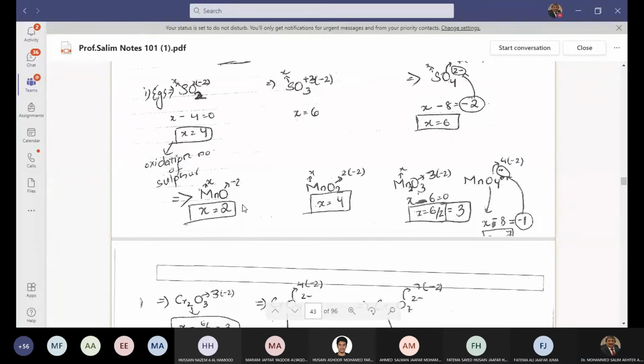MnO, MnO2, Mn2O3, MnO4 minus 1, and I want the oxidation number for manganese. Then Cr2O3, CrO4 2 minus, Cr2O7 2 minus. I want it for chromium. I'm giving you another one. Then you solve it on a piece of paper.